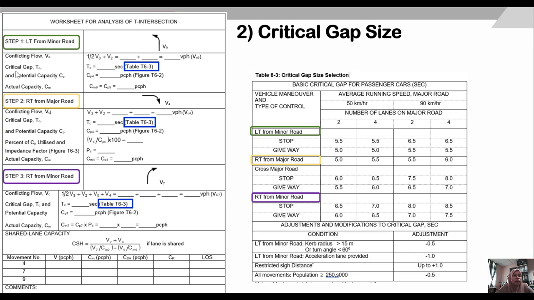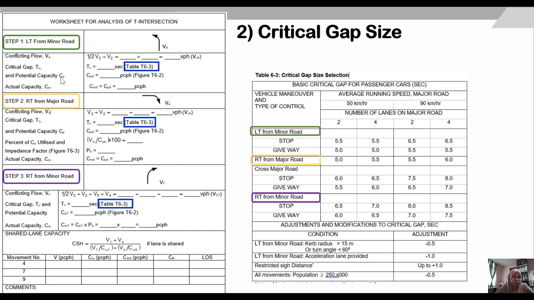Now we go to the critical gap TC. We refer to table T6.3. Step 1, left turn from minor road, is here. We look at 50 km per hour because it is a residential area, with the number of lanes on the major road being 2, and the control at the left turn from the minor road approach is a stop sign. For a stop sign, the critical gap is 5.5 seconds, so we write 5.5 seconds in here. It is similar for step 2 and step 3, but you need to look at the respective rows, which are right turn from major road and right turn from minor road.